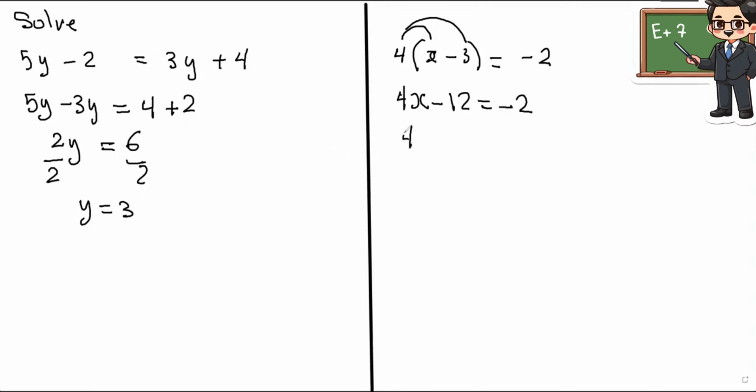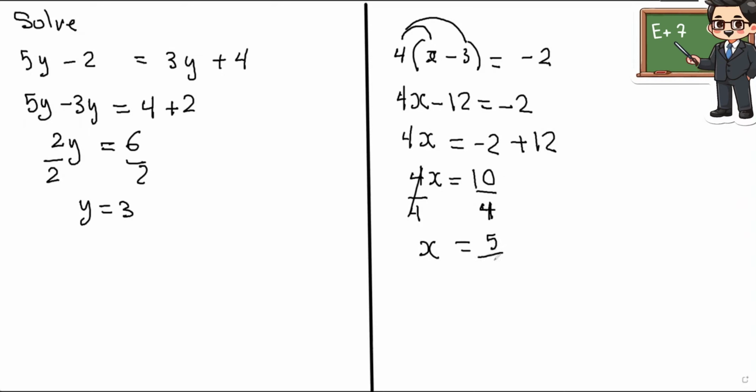Now, again, I need to move that -12 to the other side. As I said, just move it to the other side, it becomes plus instead of minus. And therefore, now we have 4x equals -2 plus 12 gives me 10. Divide both sides by 4. I get x, because this cancels, equals 10 over 4 reduces to 5 over 2, because 2 goes into 4 twice and goes into 10 5 times. Next.